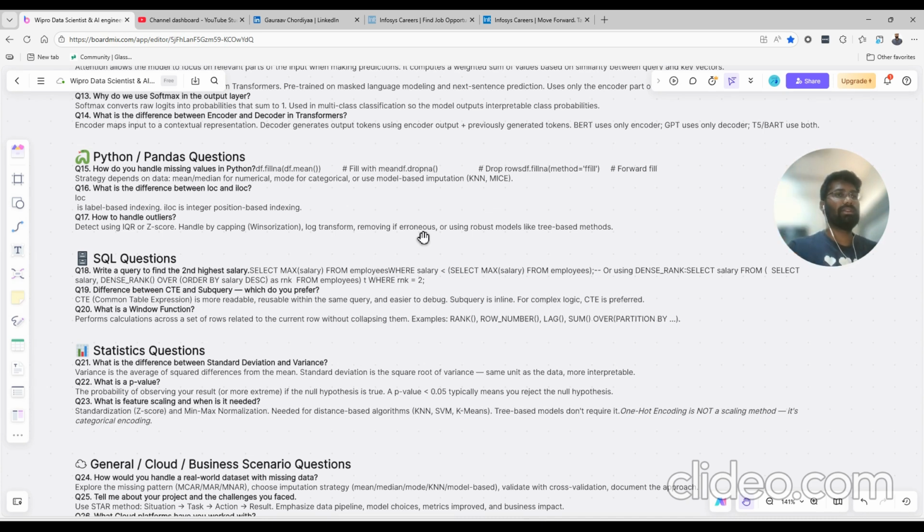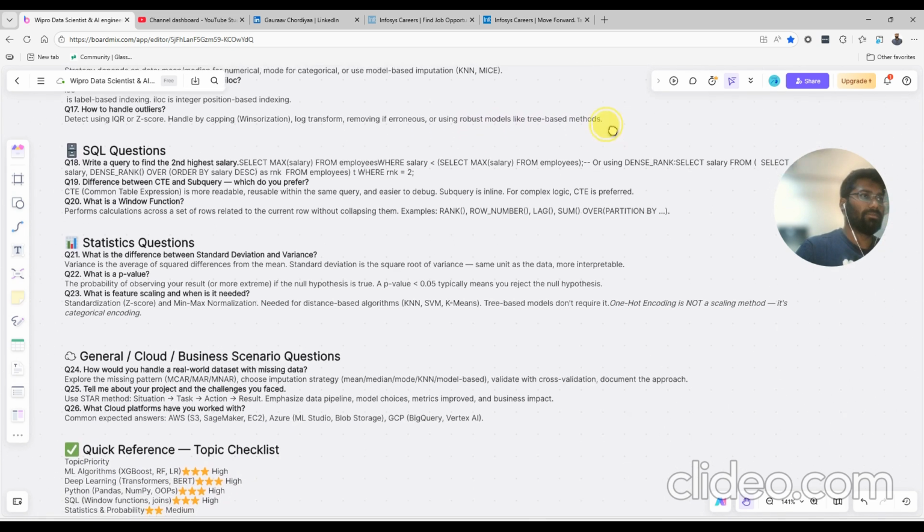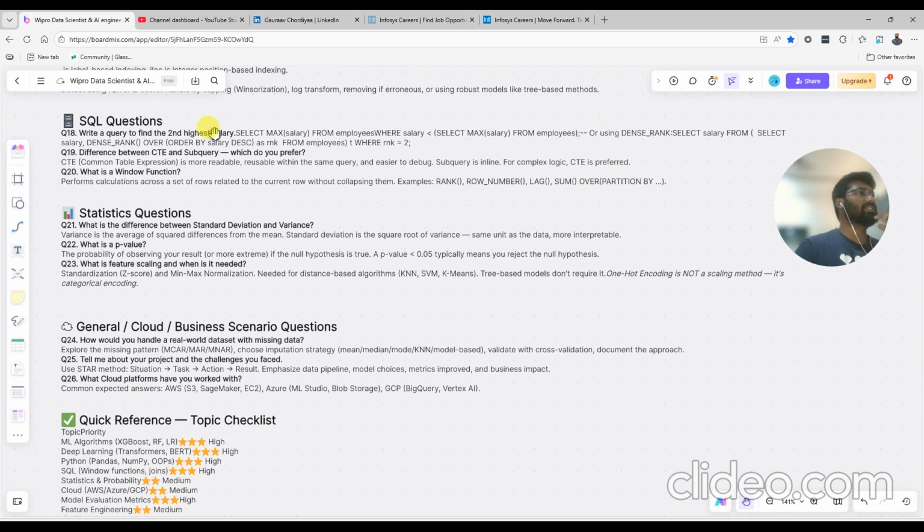That is an error just by the user, or using a robust method like a tree based method. So there are different methods we can use. Now, SQL questions: you should prepare SQL questions because these are the three which are important, but you should prepare more than that. As I mentioned, go to LeetCode and you will get very high quality questions. You should be prepared.